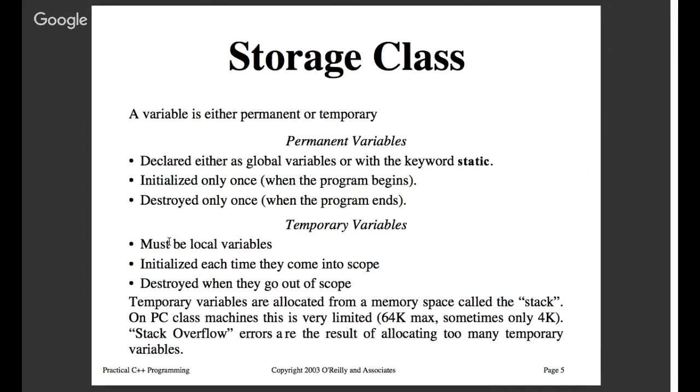And this mentions what I talked about earlier. Temporary variables are allocated from memory called the stack on a PC, usually limited to 64K max, sometimes 4K. If you get larger than that, you get a stack overflow, resulting from allocating too many temporary variables.